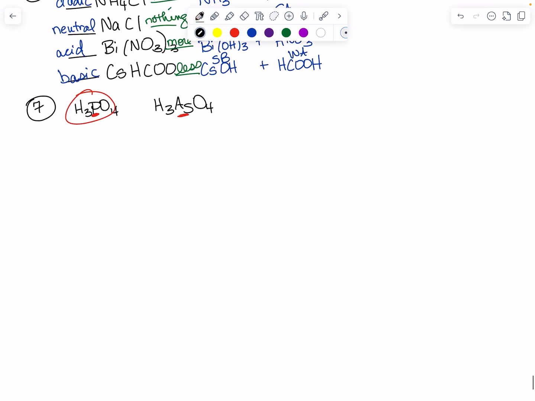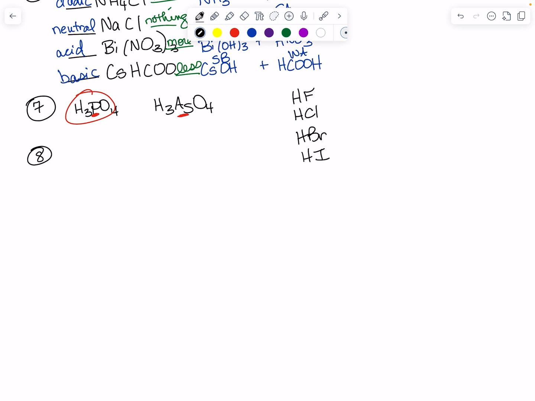Then in number 7, I think, if I remember correctly, somebody tried to talk about size, like they looked at the periodic table and said phosphorus, arsenic. Arsenic is bigger, so therefore it's the stronger acid. Y'all, you only look at size when you're comparing, remember, just the hydrohalic acids.